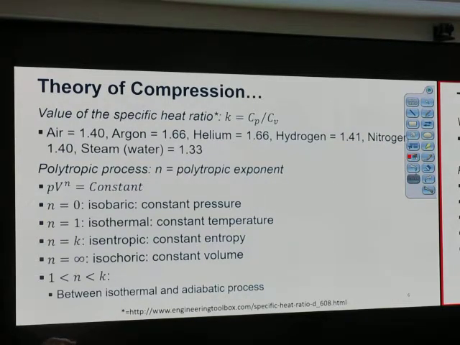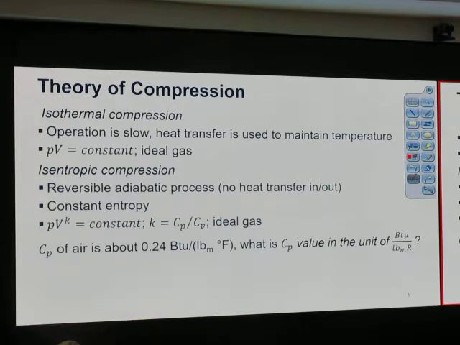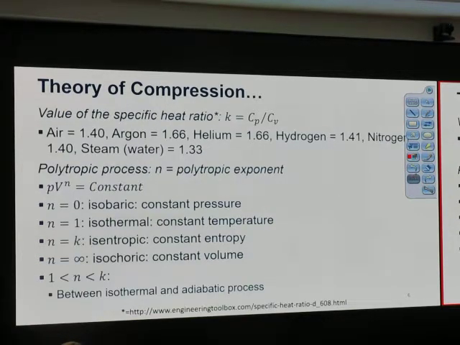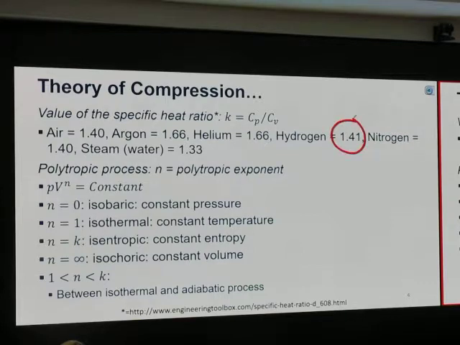Okay. So next part about the theory, you see that the K value is important. PV to the power of K is constant. Different types of gas have different specific heat ratios. Air, K value is 1.4. K value doesn't have units because it's Cp over Cv. Argon, monoatomic, is 1.66. Helium, monoatomic, is 1.66. Hydrogen is H2, right? So it's 1.41. Nitrogen is N2, so it's 1.40. Water, 1.33.